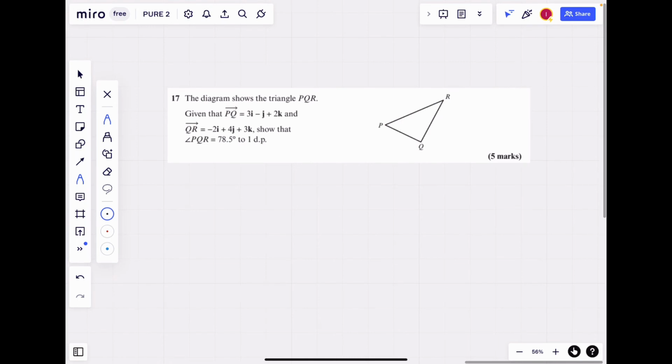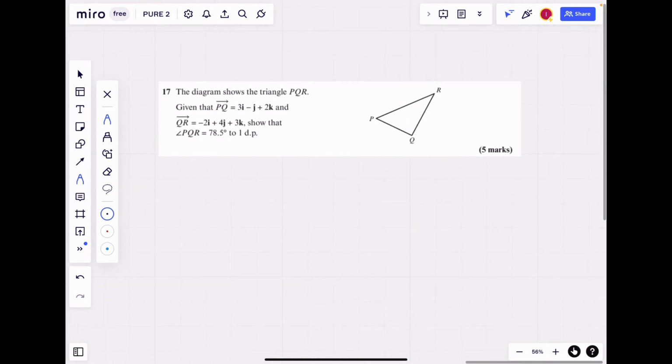Okay, they've given you the triangle, they've told you PQ, they've told you QR, and the angle PQR. I would start by working out the magnitude of PQ and QR. So PQ is root 14, QR is root 29.